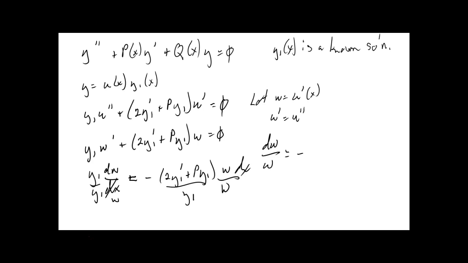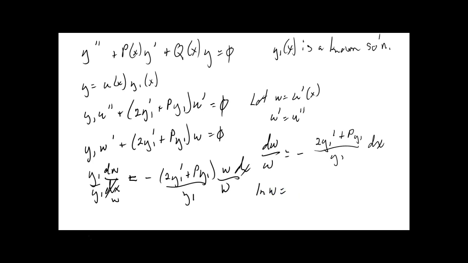Now your dw over w, which we know how to integrate, is equal to minus 2y1 prime plus p, let's go on and write the y1 here, over y1 times dx. These are all functions of x. There's an x. This is all functions of w. So what we have here is log w. That is the antiderivative of 1 over w, dw.